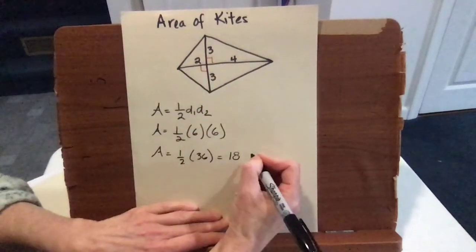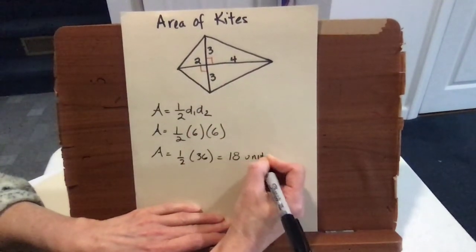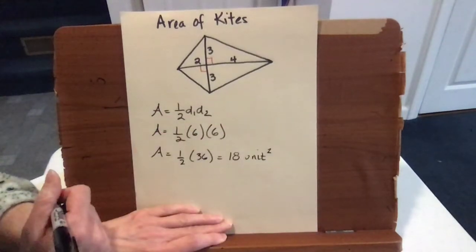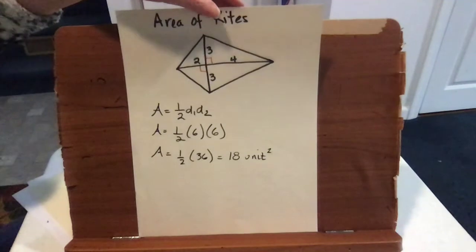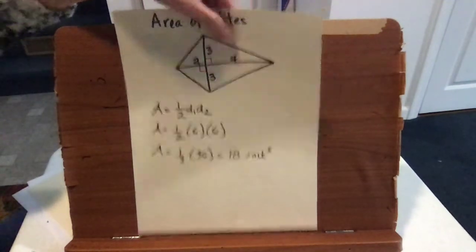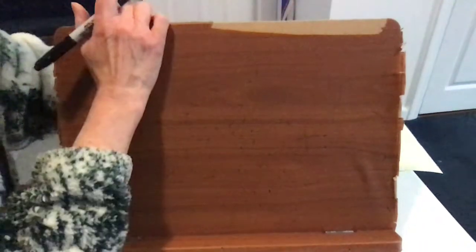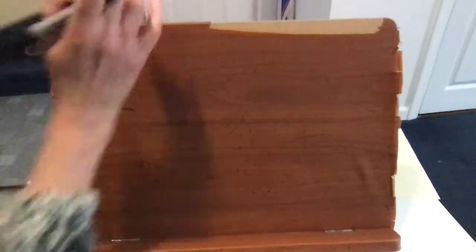Now, if you don't have a unit, get into the habit of putting units squared. If you do have a unit, use the unit properly and don't forget to square it, because it is area. All right, next is looking at the area of a rhombus.